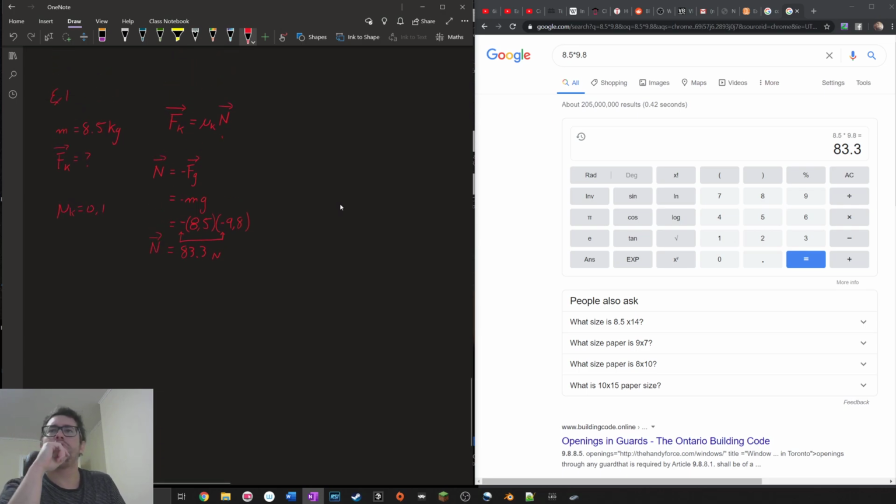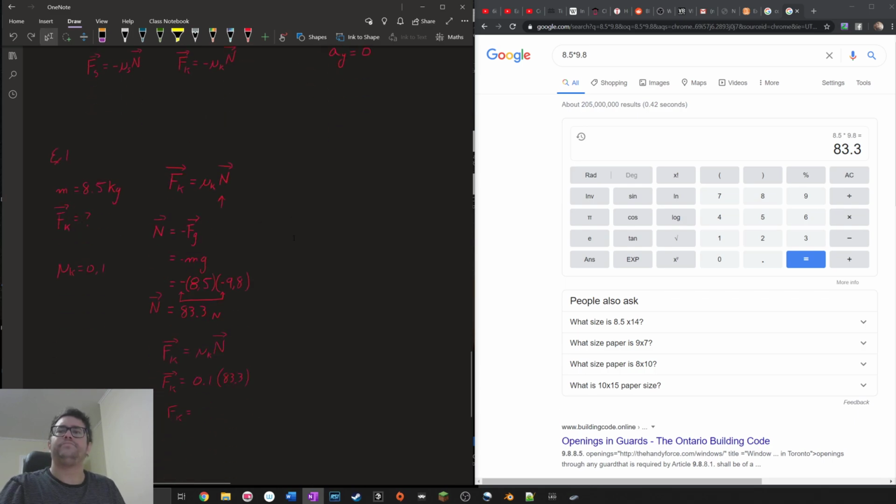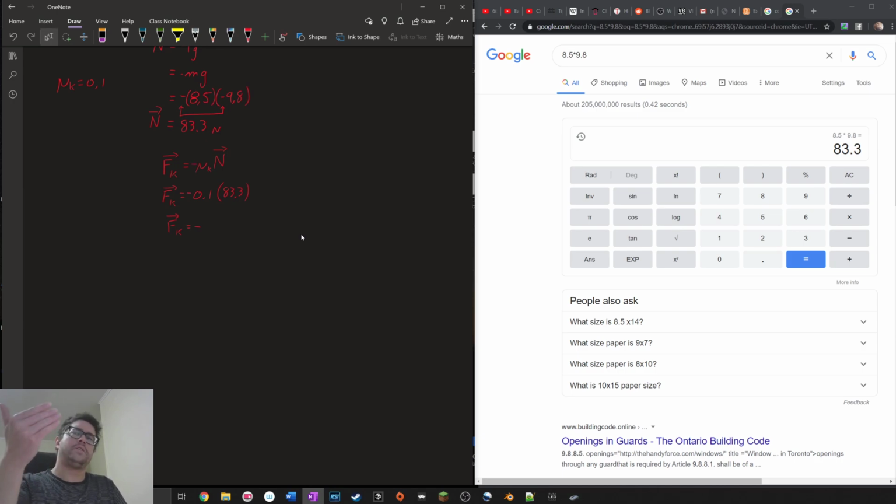Now what do we do with that normal force? We put it here inside this formula. So we go back to our formula for Fk and write mu k, small k, big N. And so Fk is equal to 0.1 times that normal force that we found. Is there a minus? Yeah, there's a minus. Look. Minus. Because it's always on the opposite. It's always against the movement.